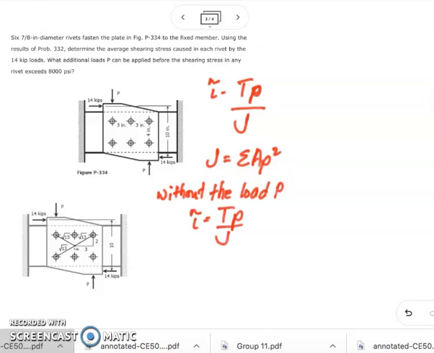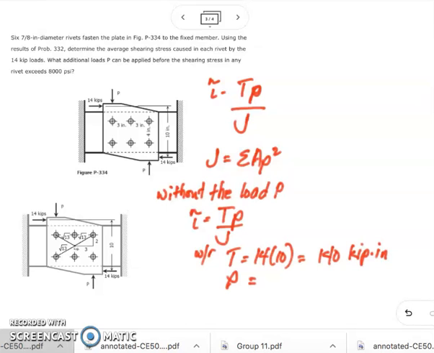We simply have to identify our torque, which is now equivalent to using the 14 kip load, which will create a torque. The distance from the 14 kips to the other 14 kips is 10. So we have 14 times 10, which gives us 140 kip-inch. Our rho is the distance from the bolt towards the centroid of the plate, the center of gravity of the plate.